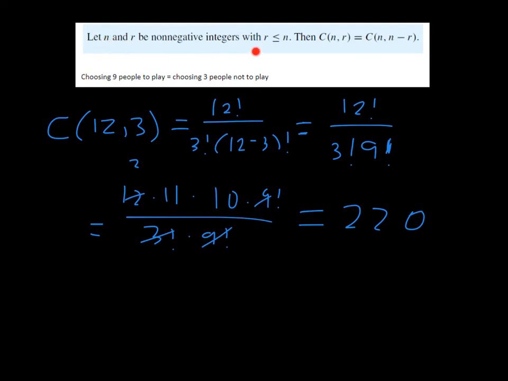If n and r are non-negative integers with r less than or equal to n, then combinations of n objects chosen r at a time is always the same as combinations of n objects chosen n minus r at a time. So that's just a nice thing to keep in mind sometimes, that n choose r is the same thing as n choose n minus r. Because choosing 9 people to be on your team out of the 12 is the same thing as choosing 3 people not to be on your team out of the 12. And you'll always get the same number whenever you're doing that.